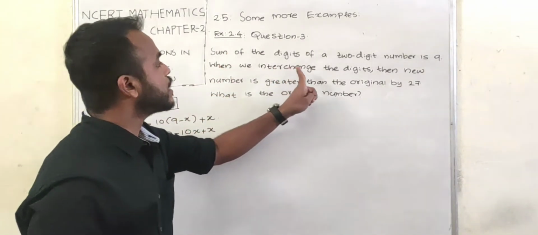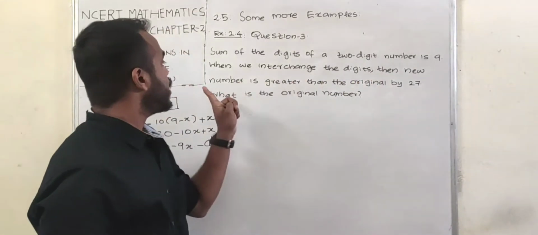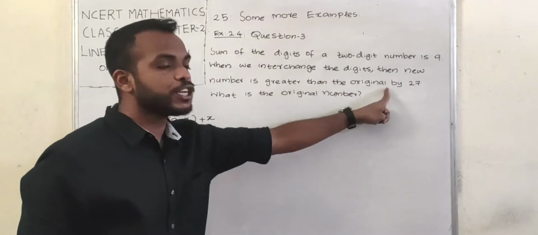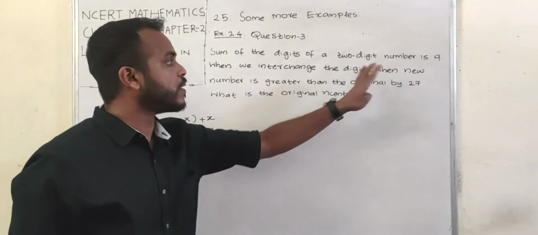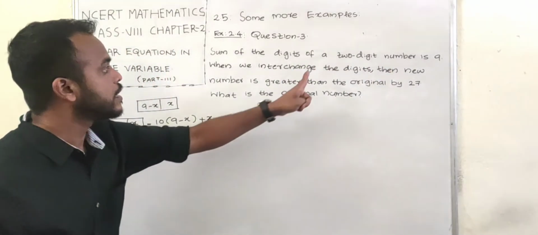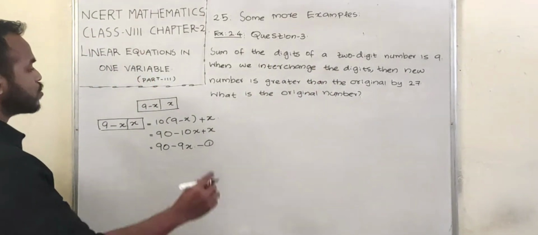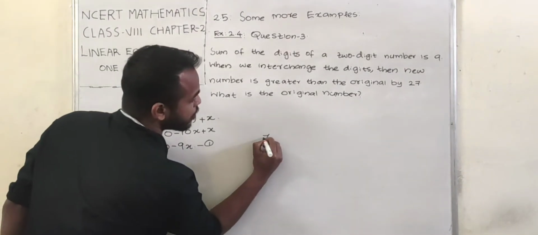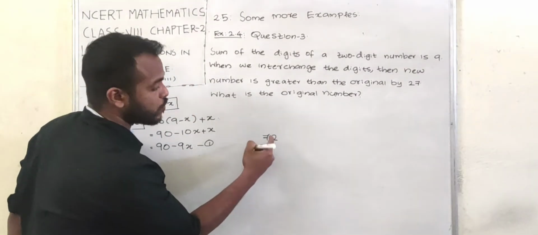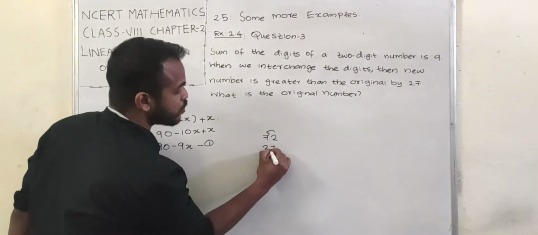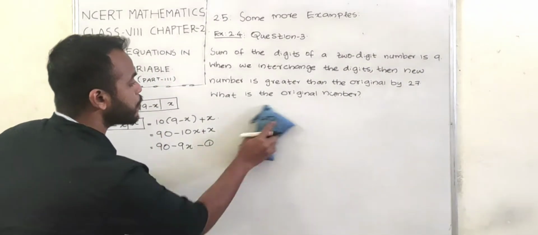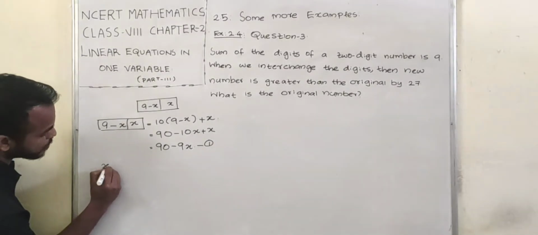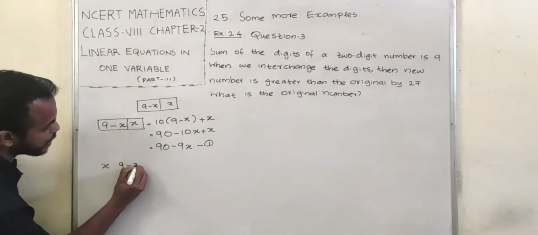Then, when we interchange the digits, the new number is greater than the original by 27. Before getting into the second statement, let's try to simplify from the first statement. When we interchange, so we are going to interchange the digits. That is, if the number is 72 and we interchange, what are we going to get? We will get 27. We are going to do the same process here also. We are interchanging the digits. So what happens? x and 9 minus x.